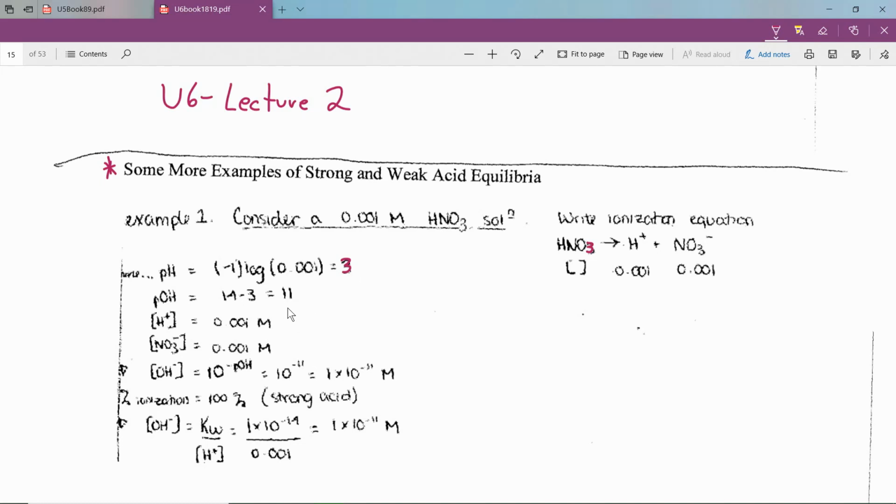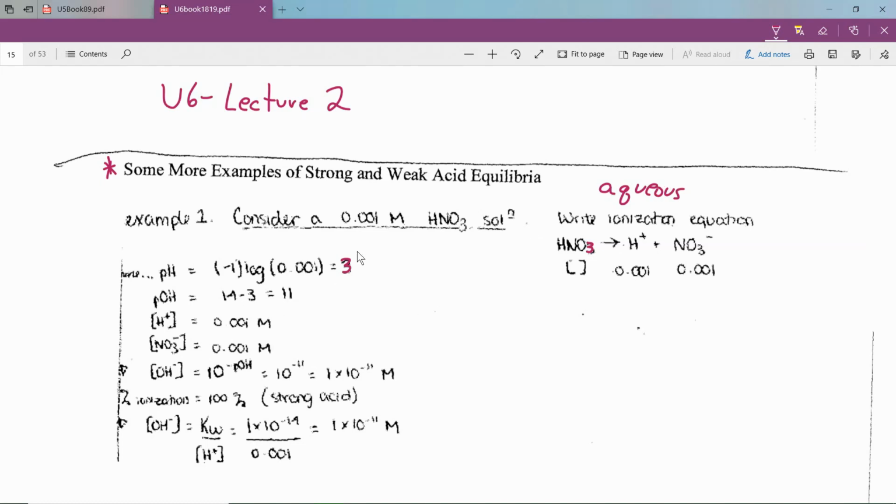The pOH is 14 minus 3, which is 11, and some of your students are going to say, well, with this equation, I don't see any hydroxide anywhere. But remember, all of the stuff that we're going to look at is in an aqueous environment, so there's going to be some hydroxide in there.